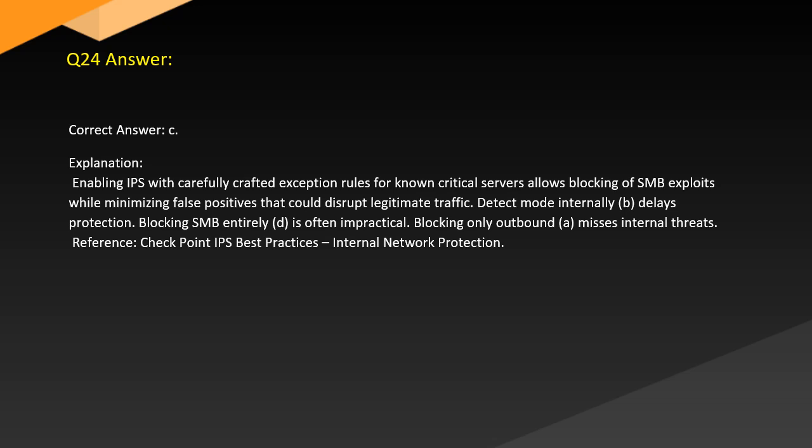Answer. Correct answer: C. Explanation. Enabling IPS with carefully crafted exception rules for known critical servers allows blocking of SMB exploits while minimizing false positives that could disrupt legitimate traffic. Detect mode internally, B, delays protection. Blocking SMB entirely, D, is often impractical. Blocking only outbound, A, misses internal threats. Reference: Checkpoint IPS best practices, internal network protection.